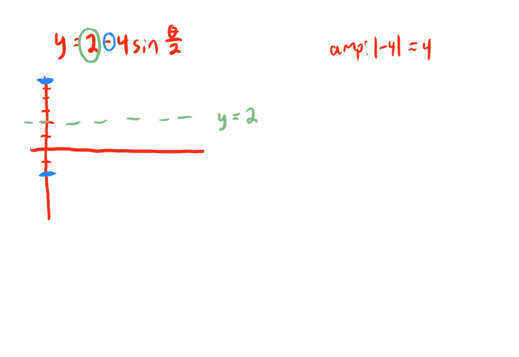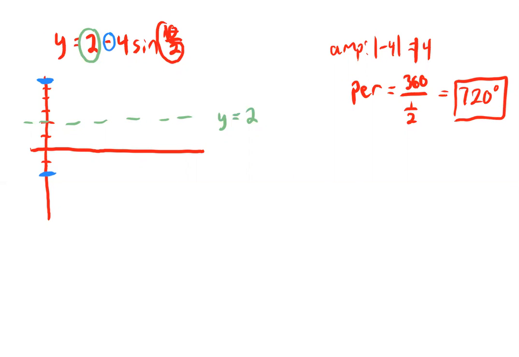Let me go back before I keep going. Let me find the period. This one's in degrees, so it's 360 over b. My b is 1/2 here. That's the coefficient of theta. Dividing by 1/2 is the same as timesing by 2. So the period is 720. Make sure you put the degree symbol. Then for the scale, I'm going to take my period and divide by 4. That's going to give me 180.